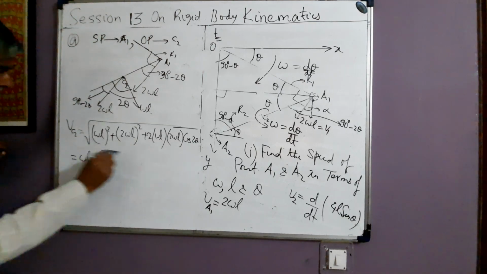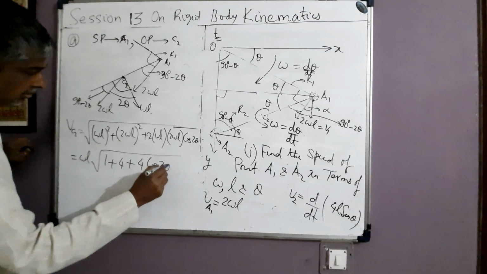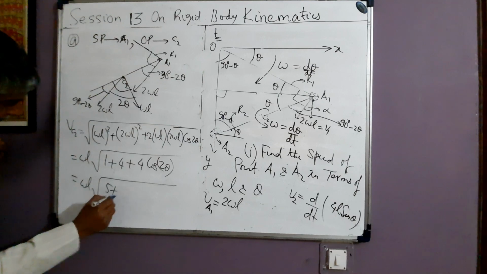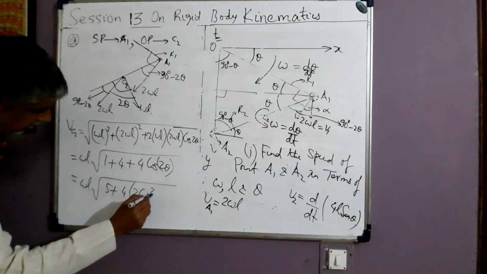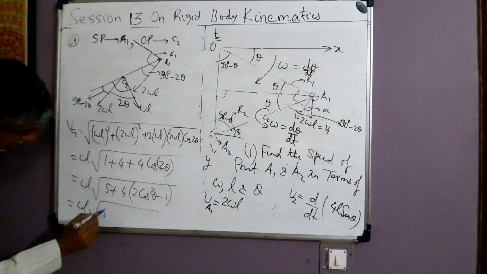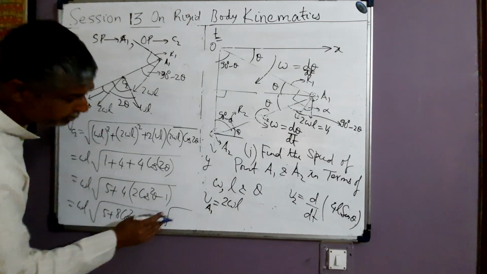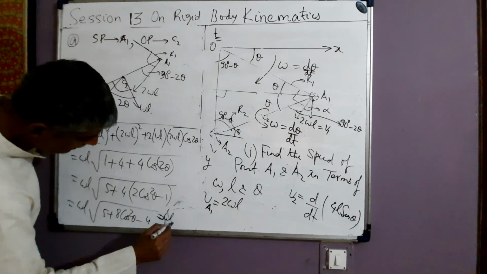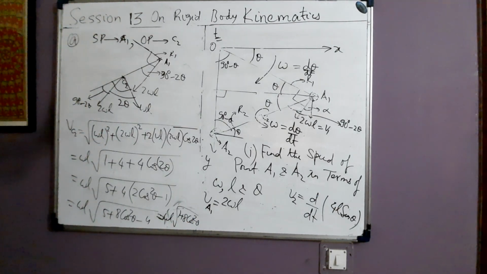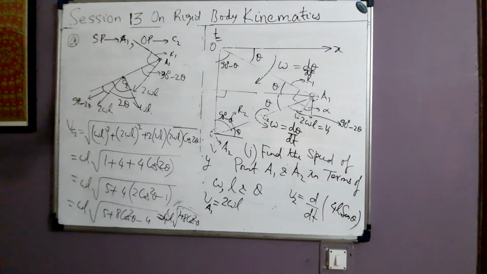So omega L becomes common. 1 plus 4 plus 4 cos 2 theta. This becomes omega L root under 5 plus 4 into 2 cos square theta minus 1. So this becomes omega L root under 5 plus 8 cos square theta minus 4. That is same as the answer which you obtained by other methods also. This becomes omega L root under 1 plus 8 cos square theta. This is therefore the required speed of center C2 of rod R2. So VC2 becomes omega L root under 1 plus 8 cos square theta.